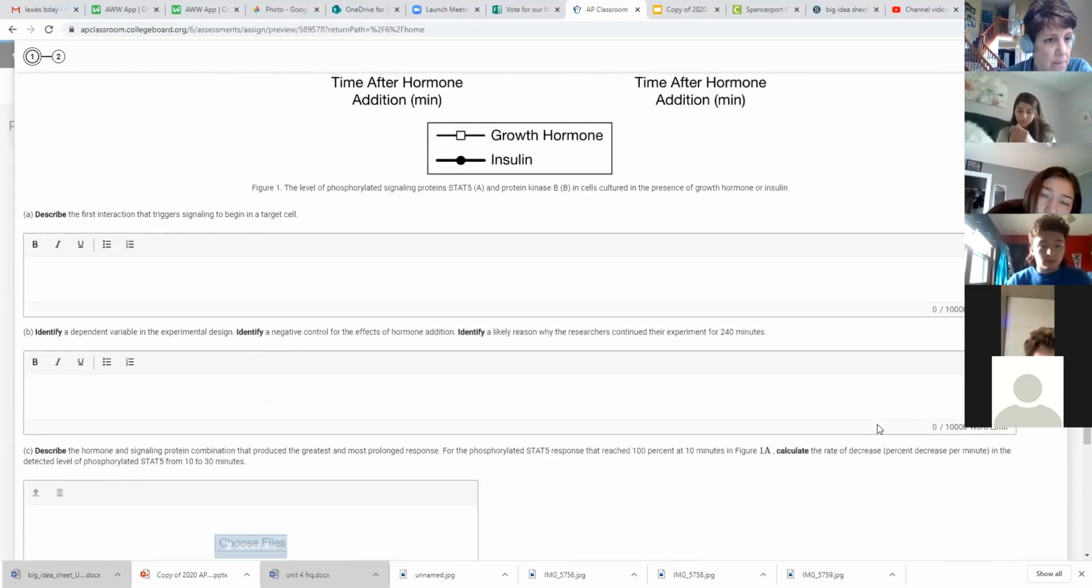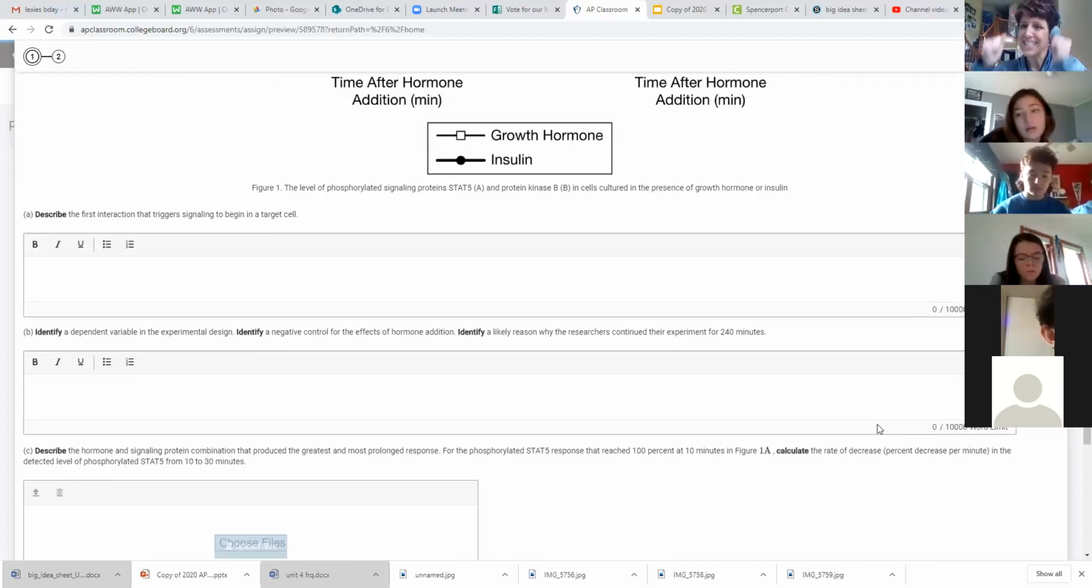All right, so describe the first interaction that triggers signaling to begin. We just did this. What's the first interaction that triggers signaling to begin? What do you have to have? Not even for this one, for any signal. The ligand that binds to a receptor. That's the answer. 1 point for saying that in order to turn on the signal transduction pathway, you need a ligand to bind to a receptor. So that's it.